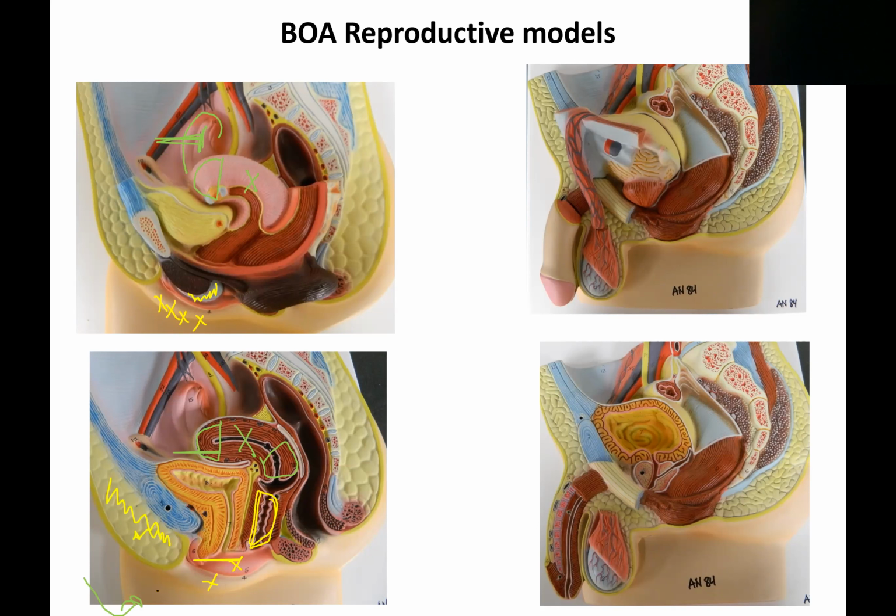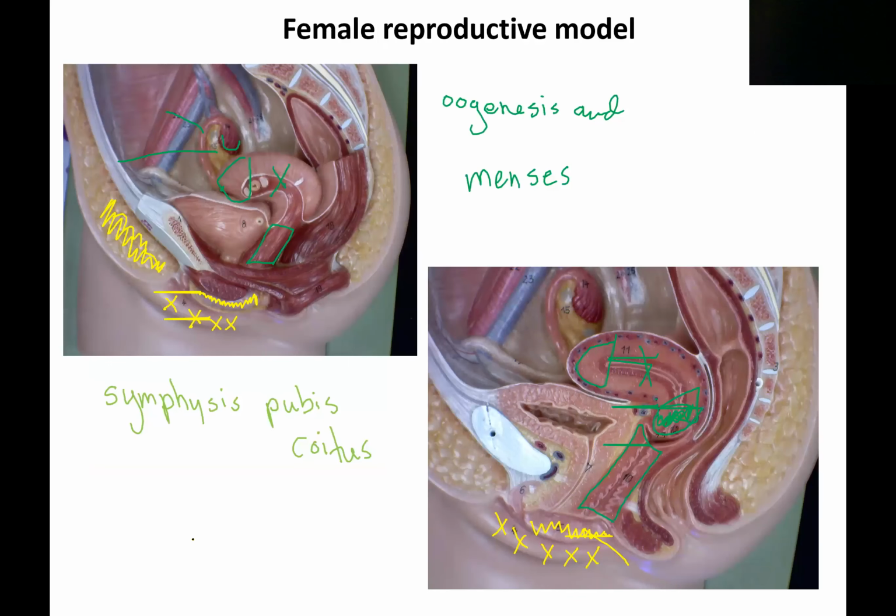Oh, and I think I forgot the clitoris. That's here and here. The clitoris fills with blood during erection. It would also have lots of sensory receptors.